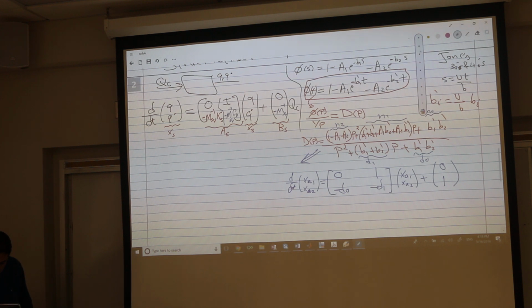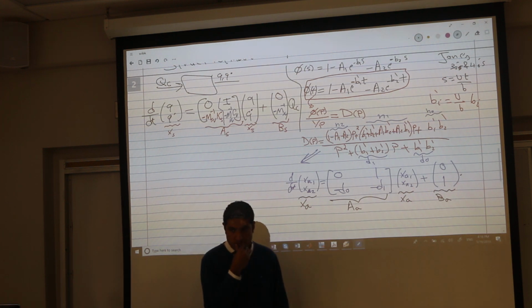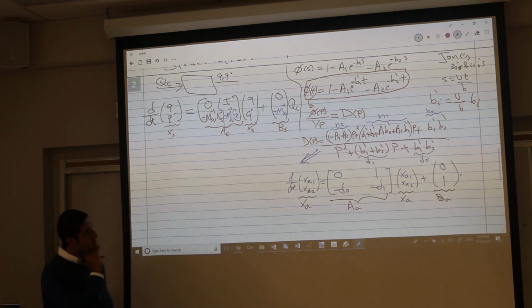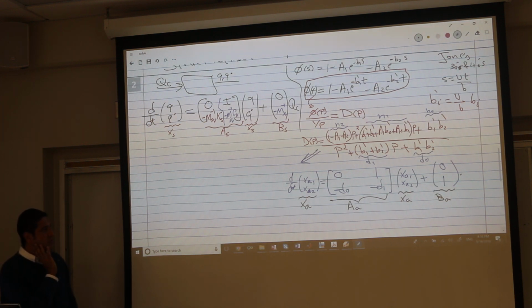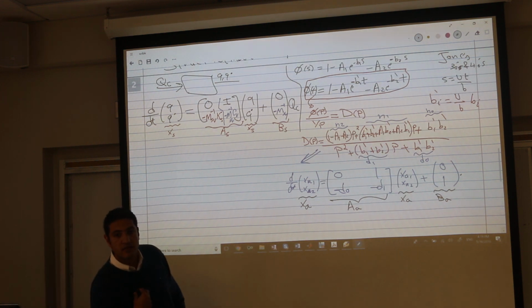So as you can see, this is x dot equals A aerodynamics, x aerodynamics, plus B aerodynamics times the input. Okay? So what is the input? What is the input to Theodorsen dynamics or Wagner? In here they are the same. Do you have a suggested input? It comes from the structure.